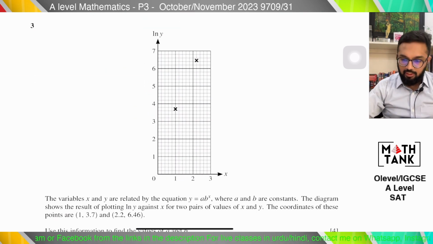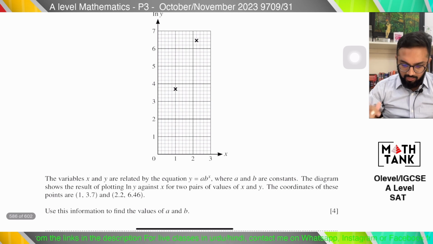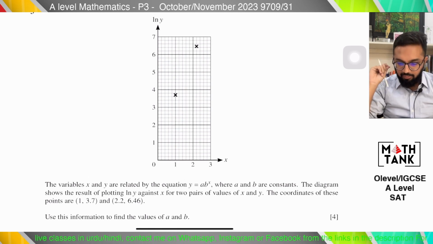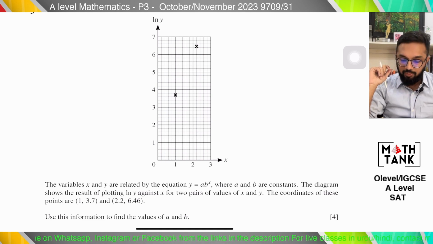Question number 3 is, I think, logarithms or linear law. The variables x and y are related by the equation y equals a b power x, where a and b are constants. The diagram shows the result of plotting ln y against x for two pairs of values, x and y. The coordinates of these points are this and that. Use this information to find the values of a and b.